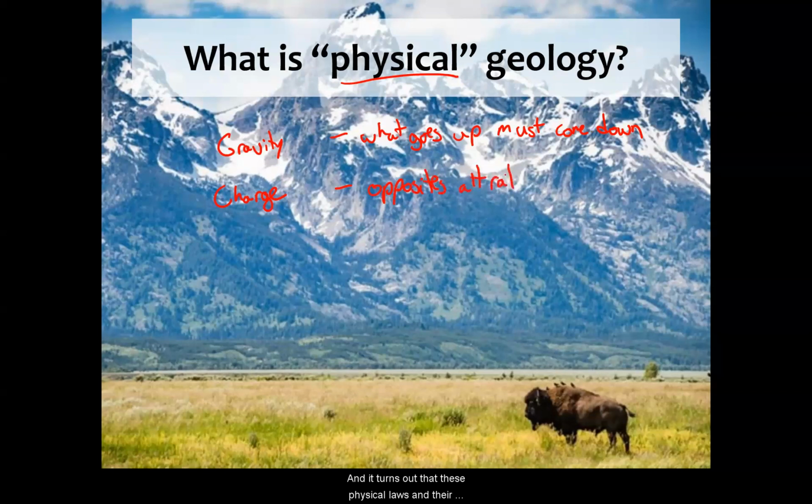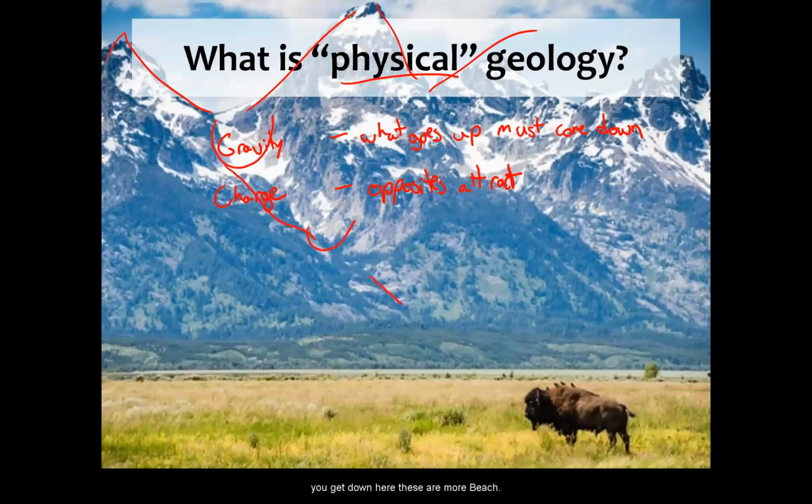And it turns out that these physical laws and their interaction with the different things that we've got on Earth's surface are going to shape our entire landscapes. It tells us why we might have the Grand Teton Mountains here. And it tells us why some of these valleys are sort of U-shaped and relatively curved as they continue down slope, whereas as you get down here, these are more V-shaped valleys. It can tell us why you've got mountains here and a really flat plain here. It can tell us why there's a river right here and what that river does to the surface around it.